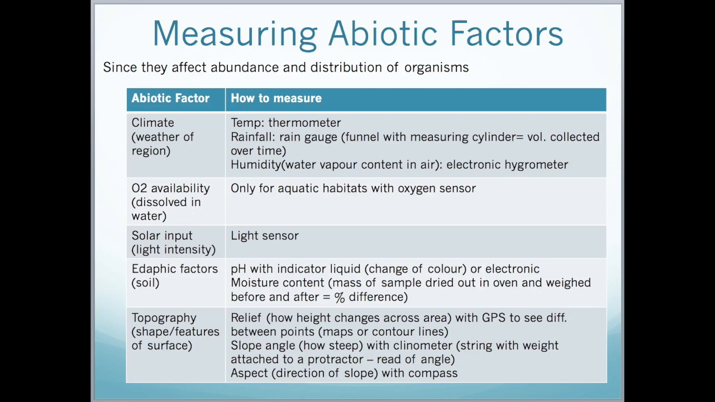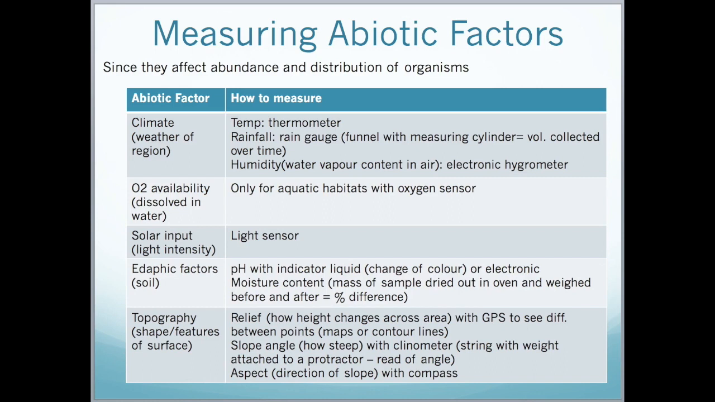In our practical investigation, we need to make sure that we also measure factors, because these affect the abundance and the distribution of organisms. So let's first look at climate, so the weather of the region. So how can we measure that? Well, we can use a thermometer to measure the temperature. We can use a rain gauge to measure rainfall, and a rain gauge is a funnel which has a measuring cylinder which collects the rainwater, and the volume collected over time can be used as an average of the rainfall.